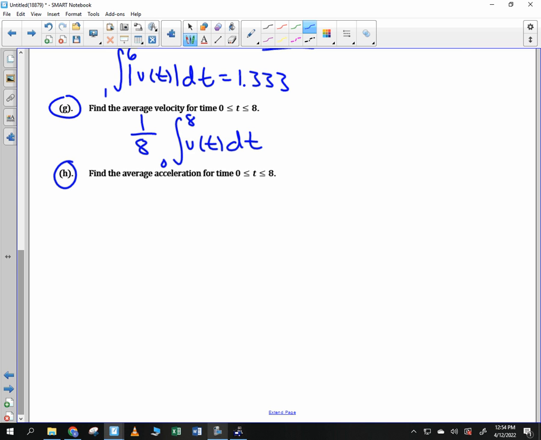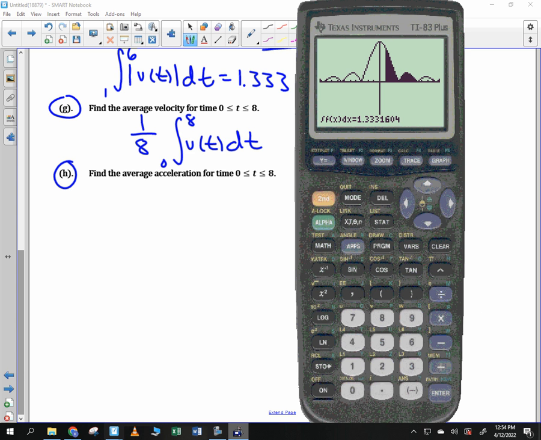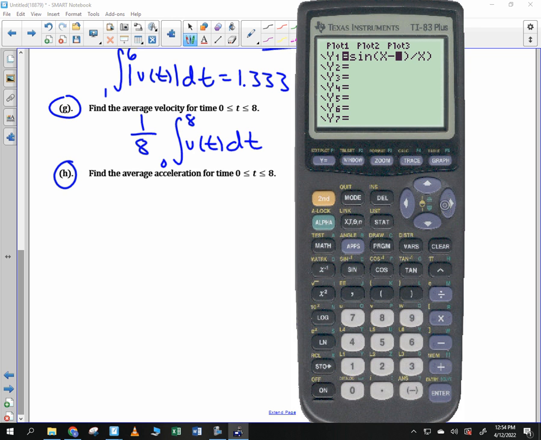So in this situation, I grab my calculator. I go back to y equals. I get rid of the absolute value piece I had there. And I calculate number 7. I go from 0 to 8. And then I multiply by 1/8.